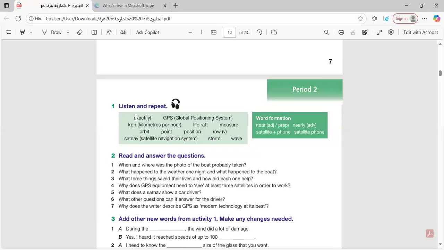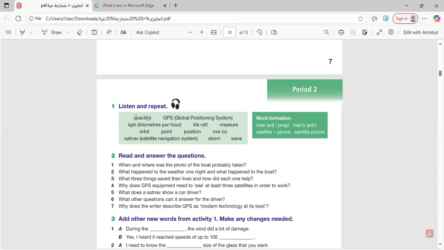Point means this is point A and this is point B, okay? Point 1 and point 2, okay? Position means the location, or the place, okay? Row, row. So you know the rows and columns, when you put people in rows, okay?